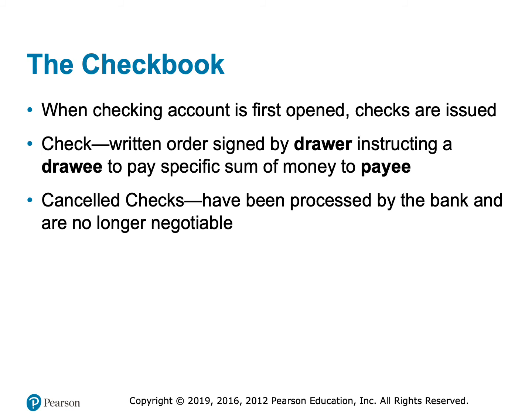Now, when we are writing checks, when we open a checkbook and we are writing checks, the drawer is the one that is writing the check. The drawee would be the bank, and the payee is the person that you're giving the check to. So once a check has been given, it's been deposited or whatever, that's called a canceled check, and that can't be used anymore because it's already been paid. It's already been processed.